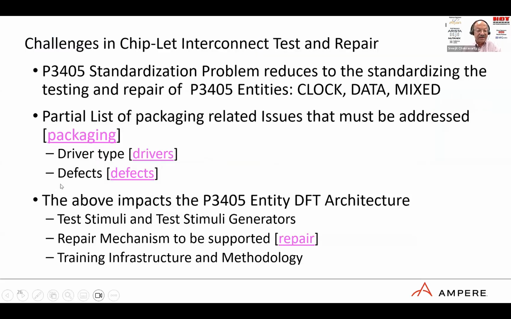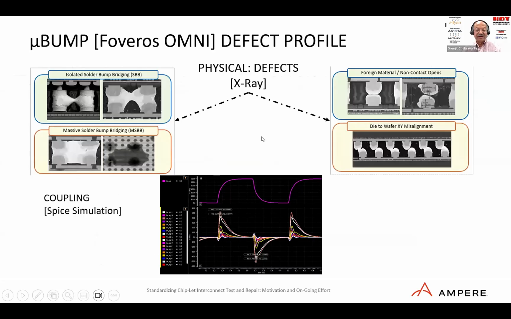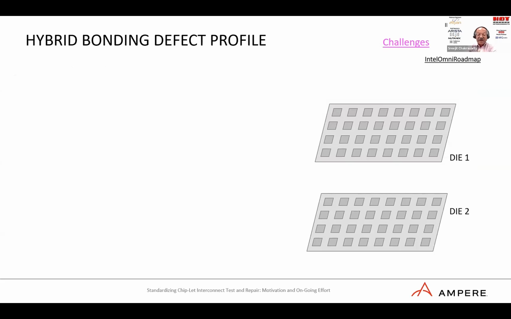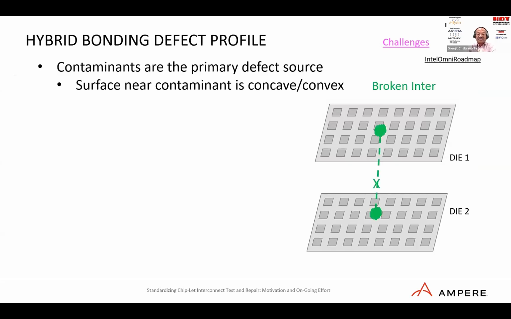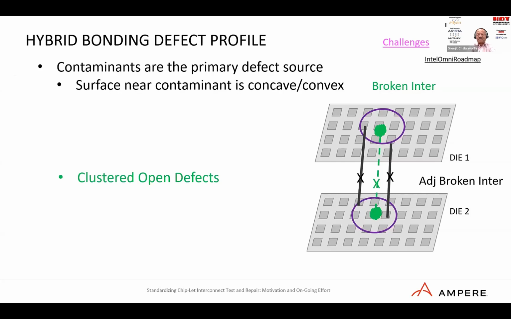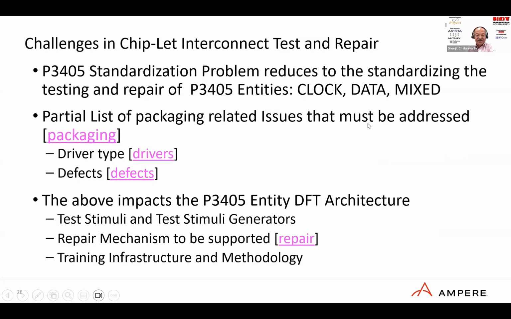And the last thing that we can probably spend a little bit of time on is that we have to understand what the various defect types are. If you look at microbump, these are the various kinds of defects that we have to encounter, which include shorts and coupling. And when we go to the hybrid, this is going to basically be a clustered open. I'm sorry, we ran out of time.